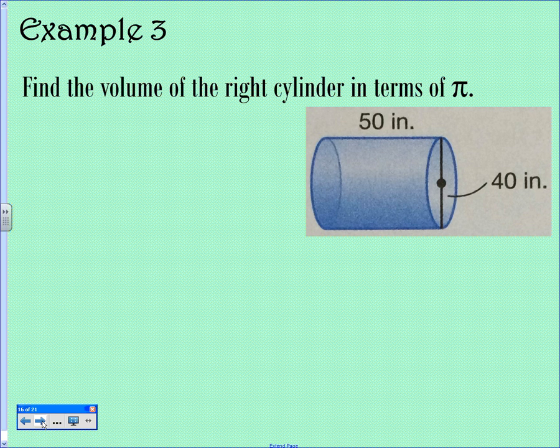Same concept as with an oblique. It just, this part doesn't change, the other ones just fall into place. Alright, so let's see if we can find the volume of this right cylinder in terms of pi. The formula is the exact same for a right cylinder as it is for an oblique cylinder.